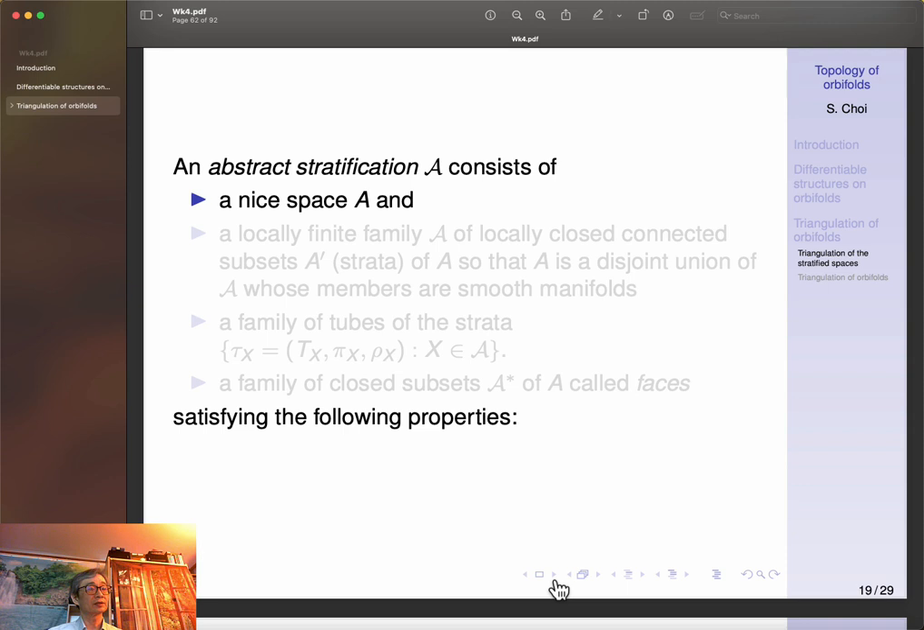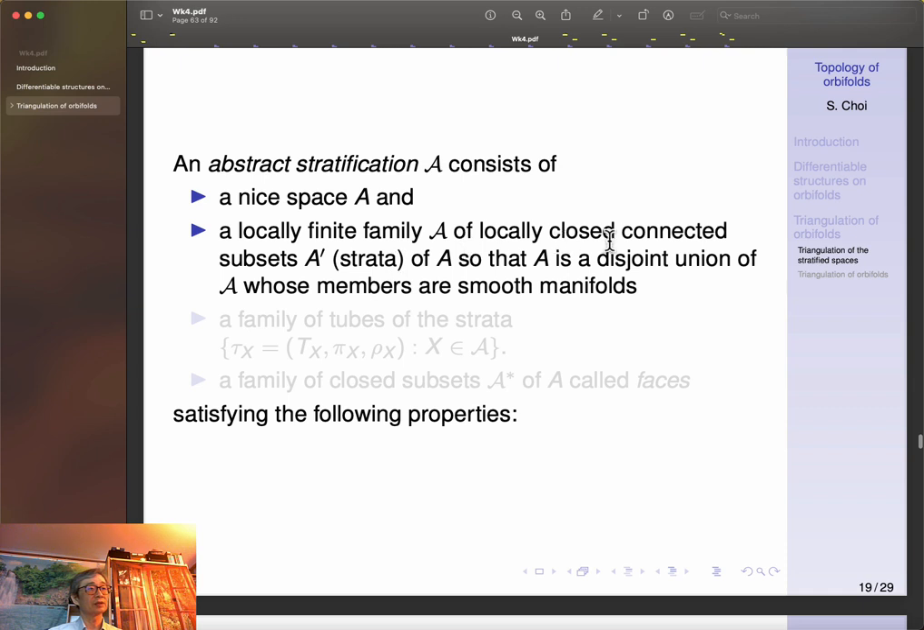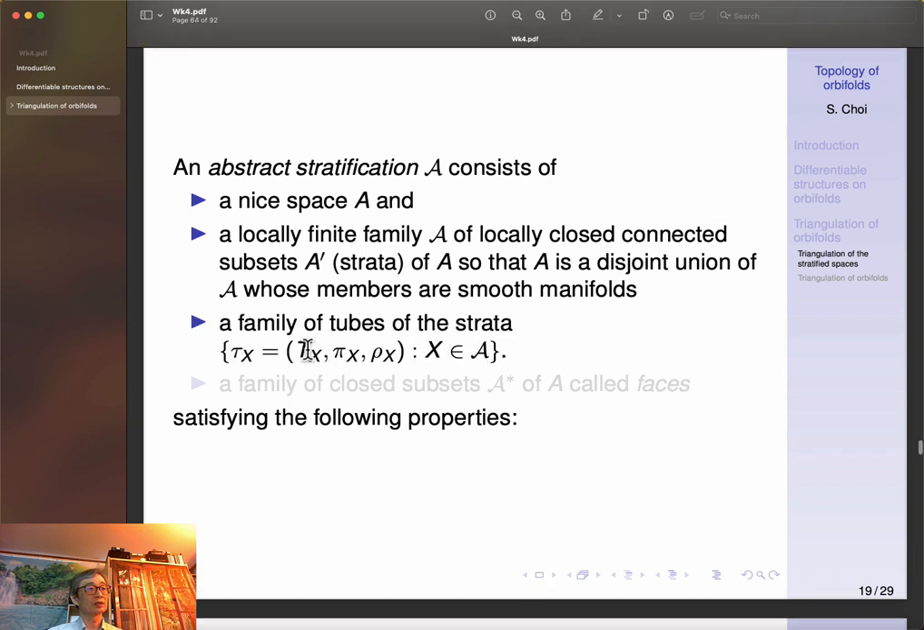An abstract stratification of A consists of a nice space A and a locally finite family of locally closed connected subsets A' of A. These are called strata. So A is a disjoint union of members of this family, where the members are smooth manifolds. So they have smooth structures, and a family of tubes of the strata. So you will always have these tubes with pi_X and rho_X.